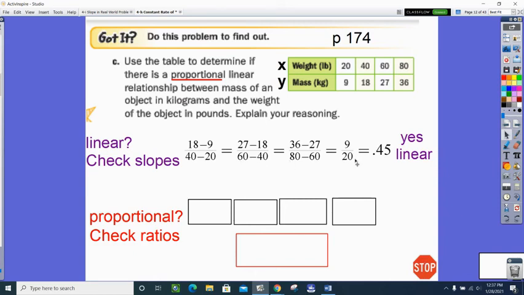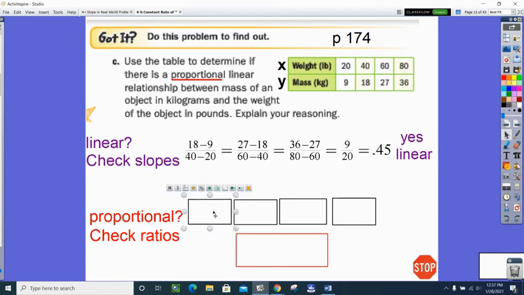Right, to check to see if it's proportional, I'm going to pick up my calculator again, and I don't see the origin here, and there is a way to get back, but you know what? It's really easy to just take y divided by x. You're just going to compare the ratios. So take 9 divided by 20. Does it equal 18 divided by 40? And check.